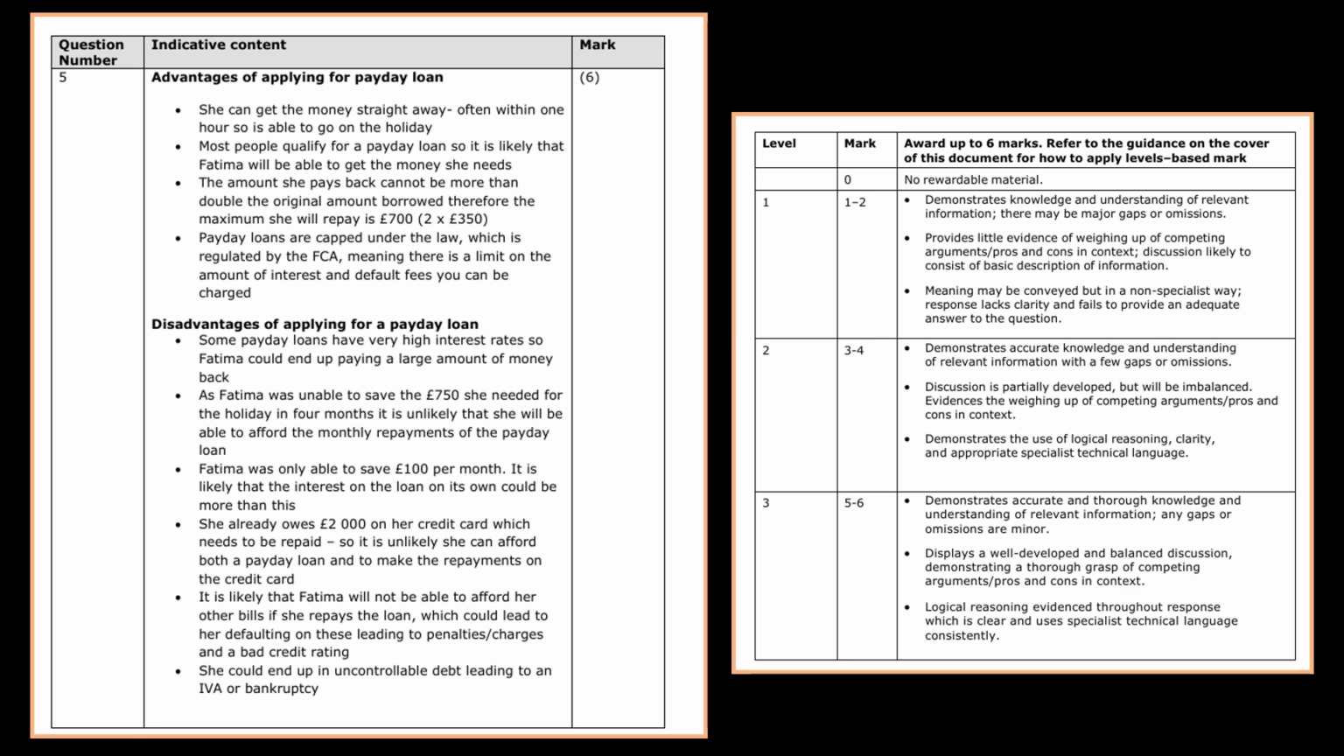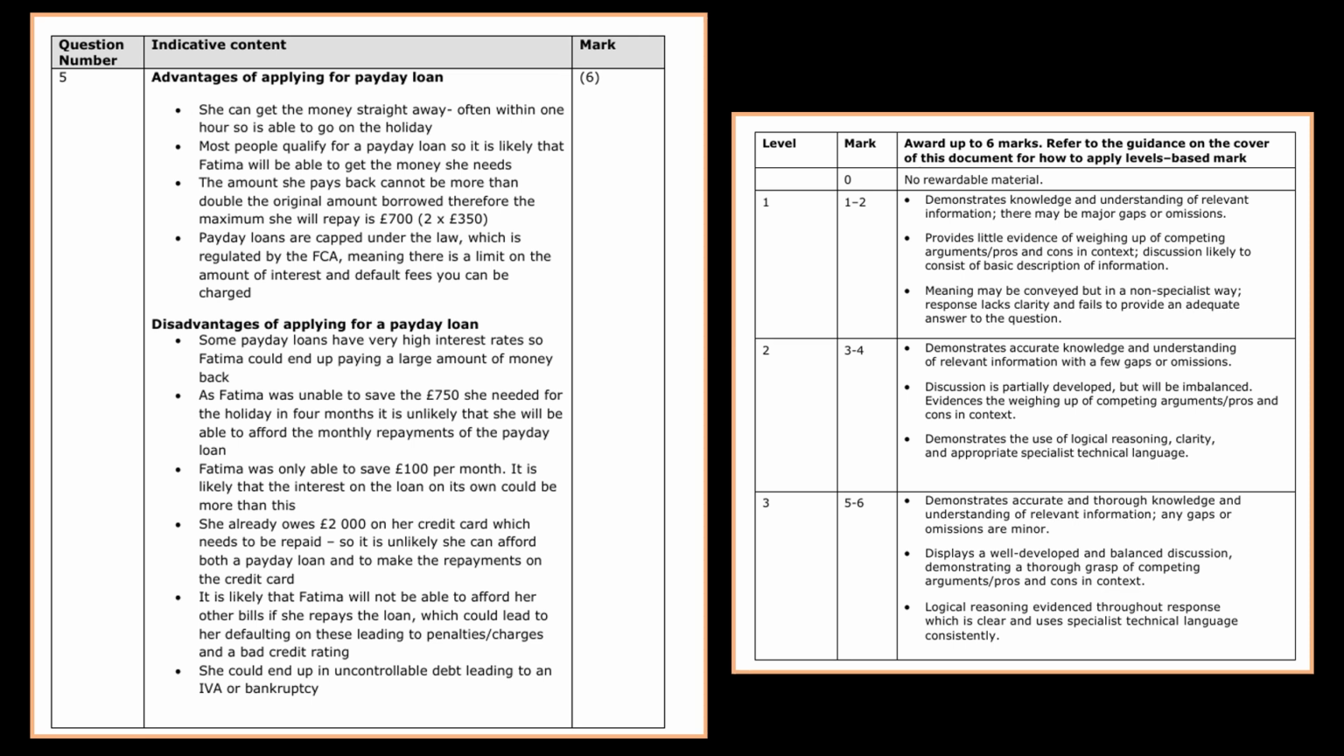It demonstrates accurate and thorough knowledge and understanding of relevant information. So the examiner's looking for that, and displays a well-developed and balanced discussion. Okay, so remember the command word was of course discuss. So did you do that? And if you did, you'll get awarded a level 3 answer there.